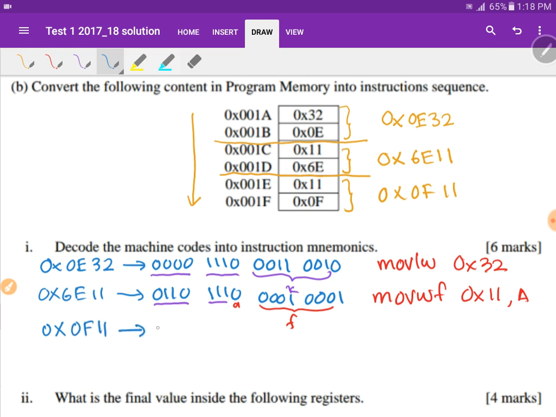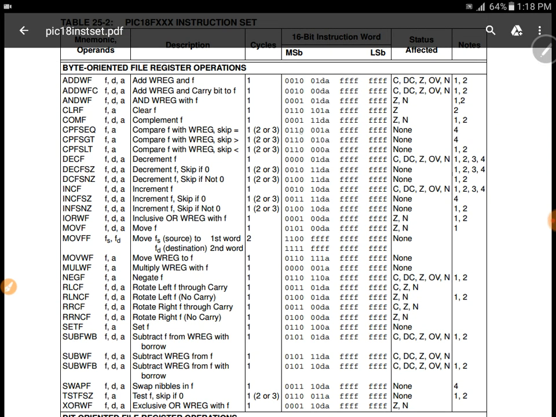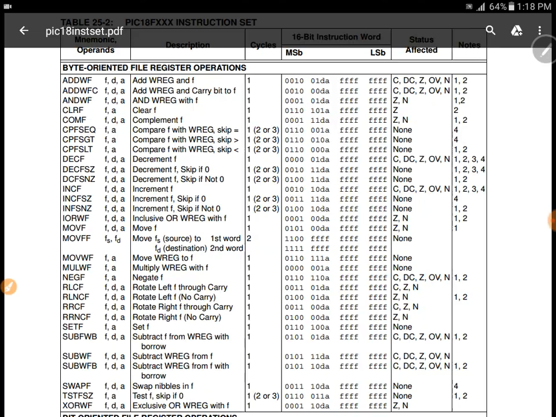0F11. Same thing here, we expand it to binary. This is F, which is 1111, and this is 0001 0001. So we need to look for the upper nibble which starts with 0. So let's go back to the machine code. Do we have all zeros? Yes, we have one. What is the subsequent nibble? It is 1111. So we have all zeros, but this doesn't match. So this is not the answer.